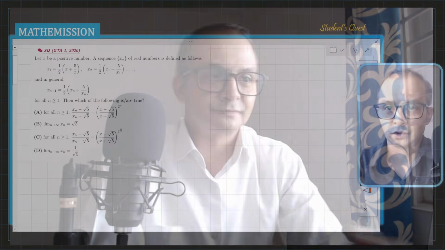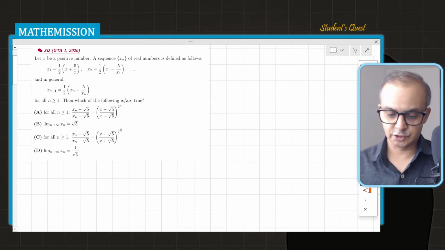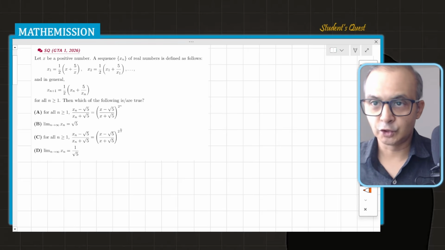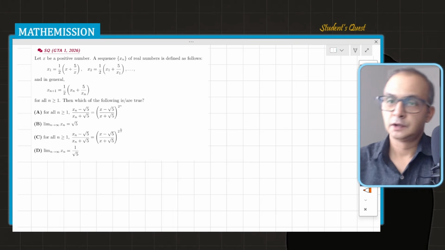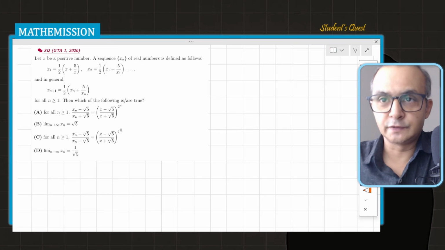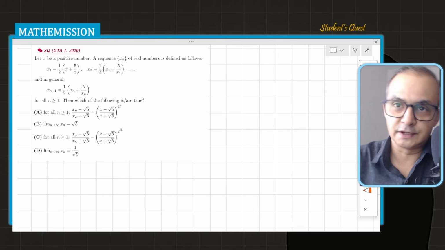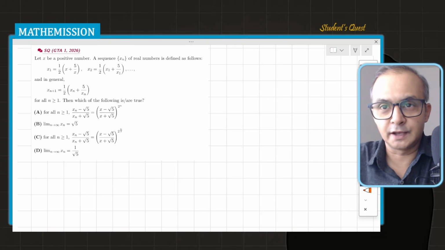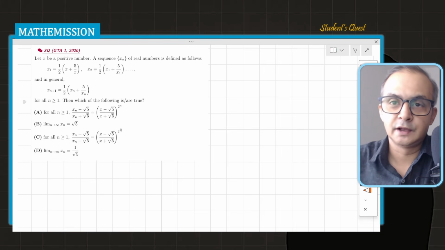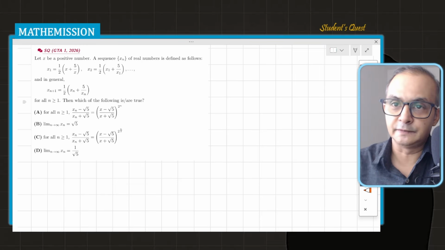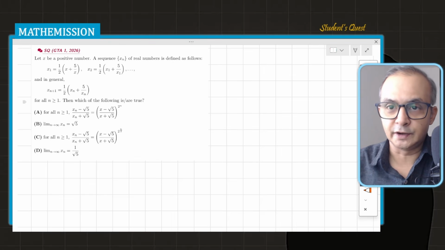Let's begin. All right, so you can give an attempt to this question before you see the solution. The question says that if x is a positive number, a sequence xn of real numbers is defined as follows. The first term of the sequence, x1, is half times x plus 5 by x. The second term is half times x1 plus 5 by x1. And in general, xn plus 1 is half times xn plus 5 by xn. Then which of the following is correct?